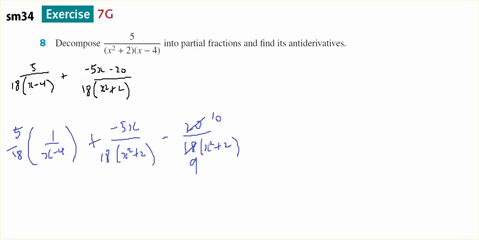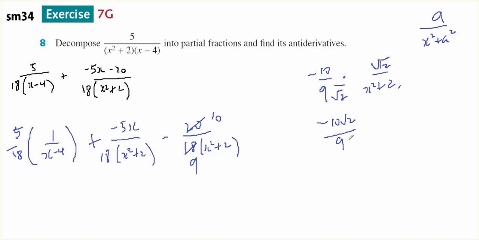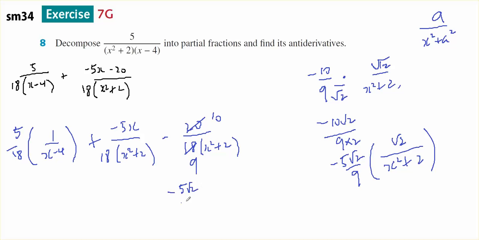So if this is going to be an inverse tan, let's have a little play over here. I'm going to have minus 10 on 9 times 1 on x squared plus 2. I want a on top of x squared plus a squared. So if 2 is going to be a squared, I want root 2 at the top. Therefore, I need a root 2 down here, which means I'm going to have negative 10 root 2 on top of 9 times 2, which is negative 5 root 2 on 9 times root 2 over x squared plus 2. So that's okay for that one. So I'm going to have minus 5 root 2 on 9 root 2 on top of x squared plus 2.